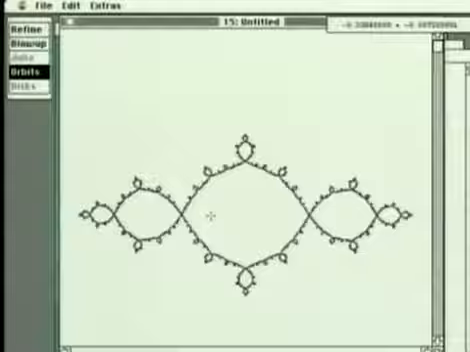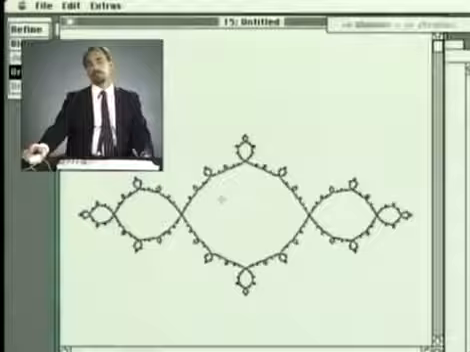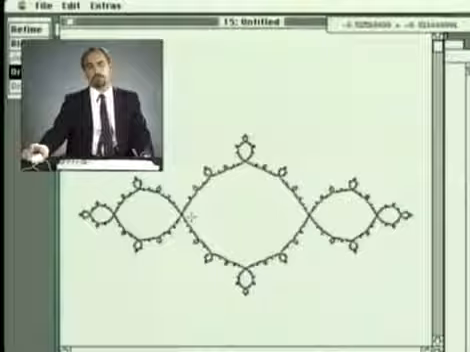I want to understand in detail the structure of this Julia set. This is one of the simplest Julia sets. It's the Julia set for the polynomial z squared minus 1. We've seen it several times before.